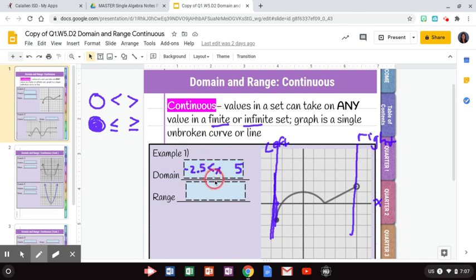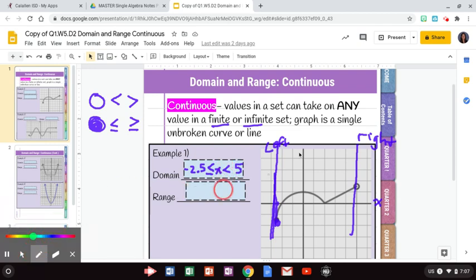So it's less than. Now, can it be equal to -2.5? Is it possible? Yes, because there's a completely closed circle there, it is possible to be equal to -2.5. Now, when I go all the way to the right, the line continues and then it stops right there. That open circle means that it can't touch 5, or it cannot be 5. So I'm going to put less than 5. It cannot be equal to 5. So that would be my answer for the domain.